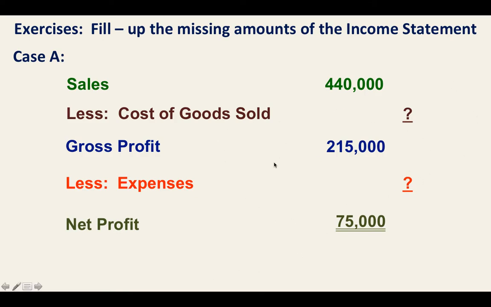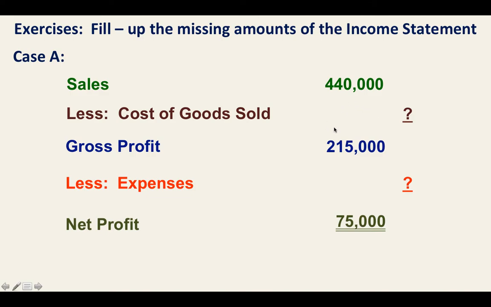So in this case, class, you can solve first cost of goods sold or expenses, whichever, because there are two numbers that are available. Make sure that two numbers are available for you to solve the missing amounts. So let's solve first sales.